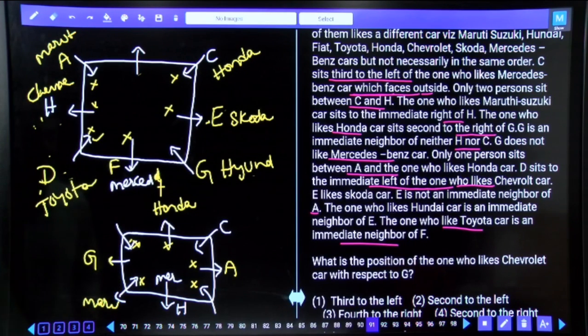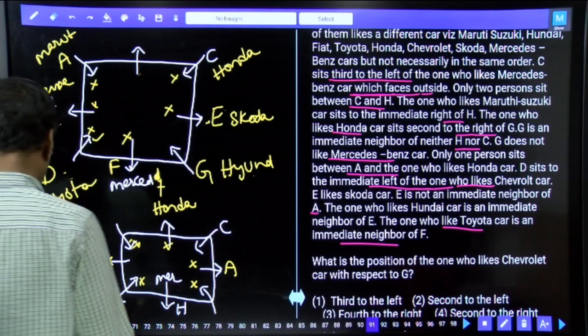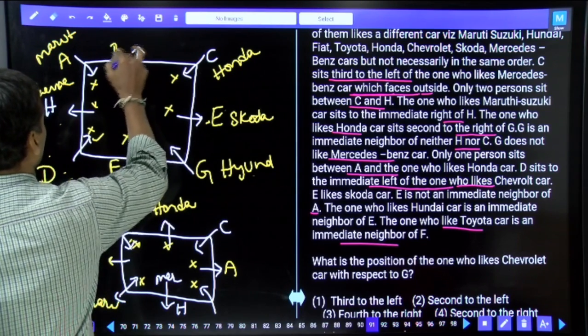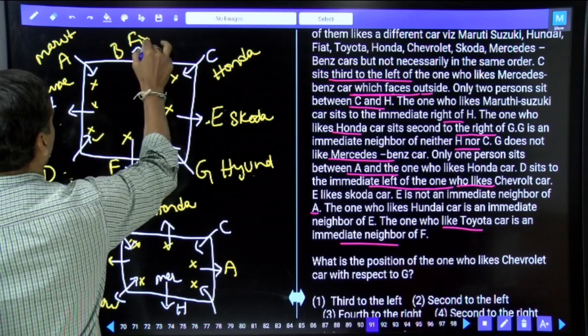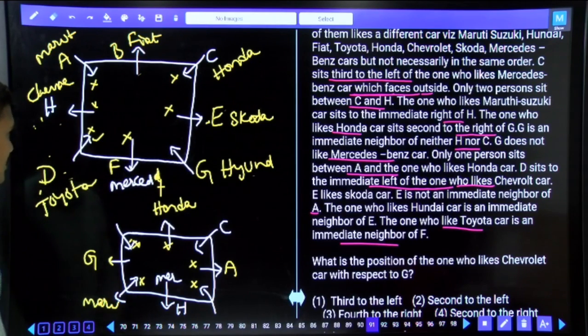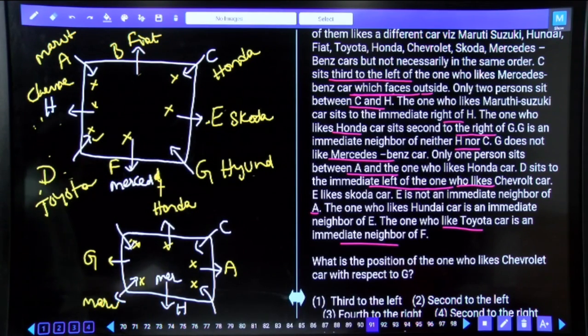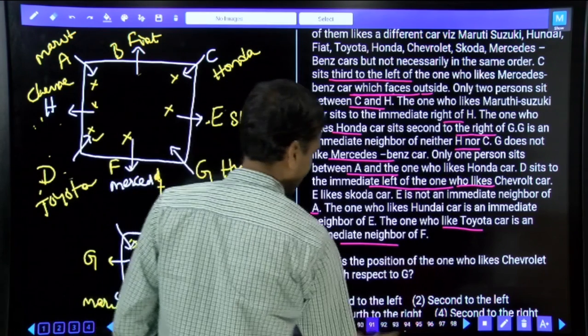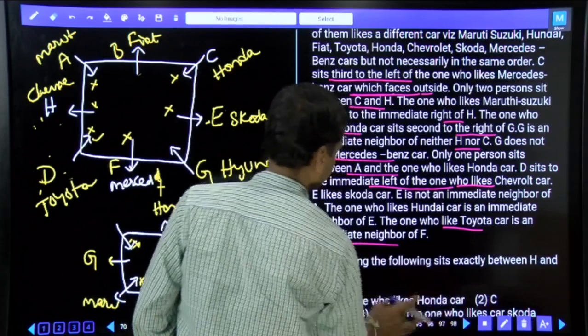Clear? Now A, Maruti. Then finally tell me who is the person left over here? B is the person left over, and the car left is Fiat. B is Fiat. Now this is how these 8 persons were seated around this circular table. Yes, F is Mercedes, already given. Now someone, P and R, has asked for question number 93. Now tell me what is there in this question number 93.